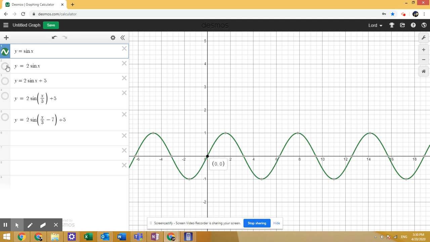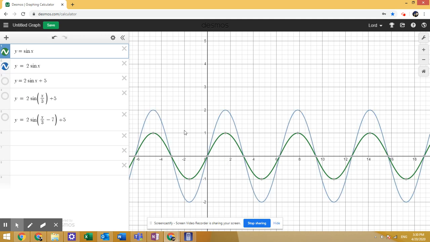Okay, so I'm going to transform my graph. I'm going to double it. So here I have y equals 2 sine x. So all I've done is double the height and double the trough. So the wavelength has stayed the same, but the amplitude or the height has changed. Let me turn that one off for a moment.